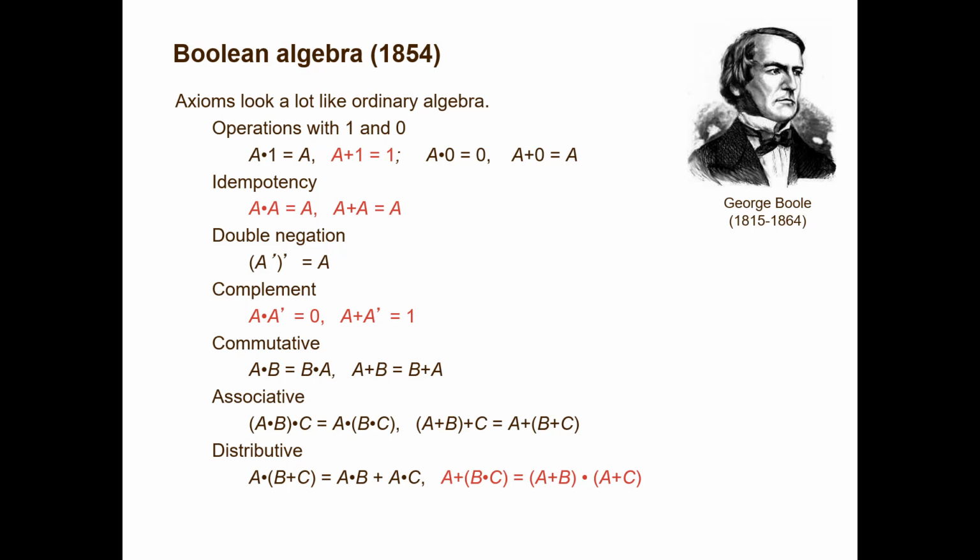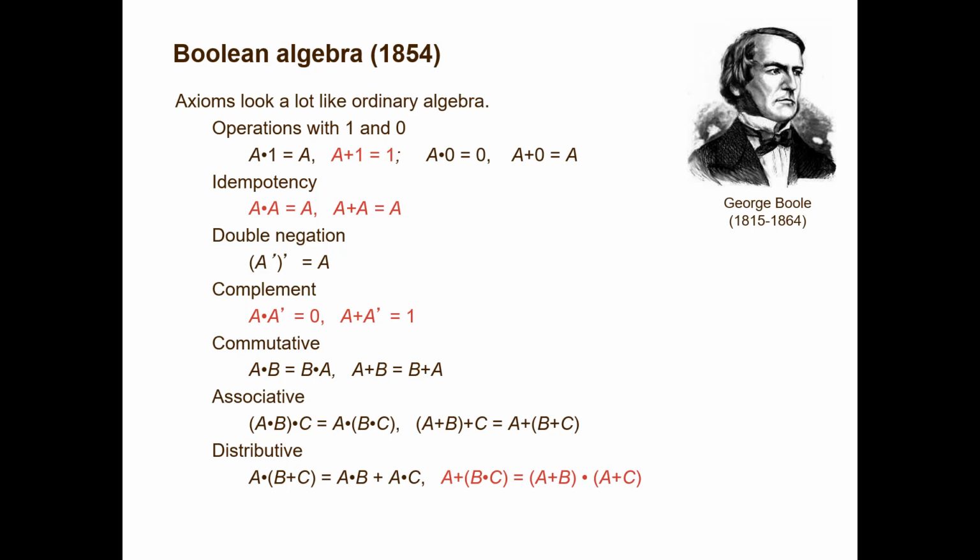Now that we have basic logic operations that we can use to manipulate inputs and outputs, it's important to have a concrete mathematical framework. And this is where Boolean algebra comes in. At its heart, Boolean algebra is a set of axioms that describe how the AND, OR, and NOT operations work together. Here's a list of the axioms, and if you look closely, it looks a lot like the ordinary algebra that we use every day.